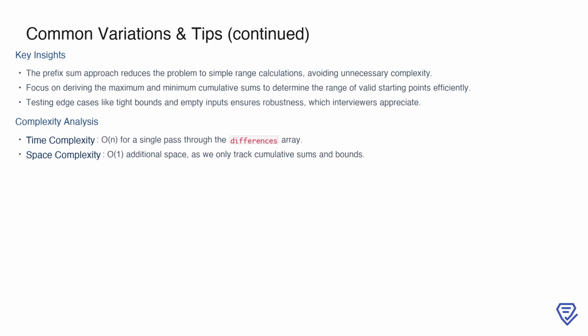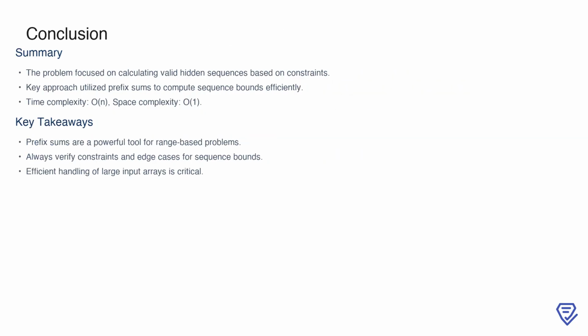In terms of complexity, this approach achieves O(n) time complexity, as it involves a single pass through the differences array. Additionally, it uses O(1) space, as we only need to track cumulative sums and bounds. By focusing on these insights and maintaining efficiency, you can deliver a solution that is both optimal and clear. Great job! In summary, we use prefix sums to efficiently solve the problem within O(n) time. Remember, understanding constraints and leveraging the right algorithm is key.